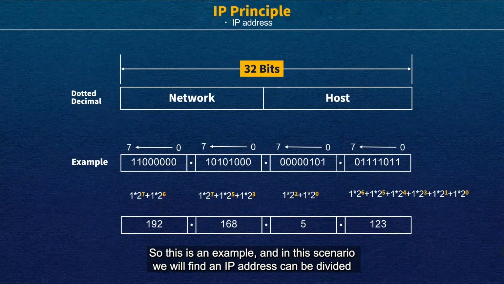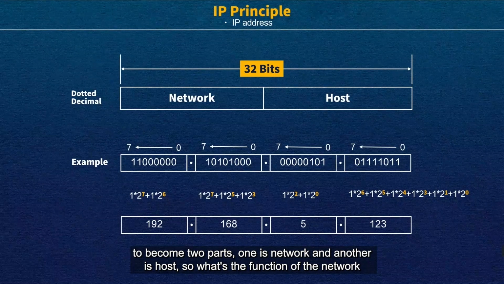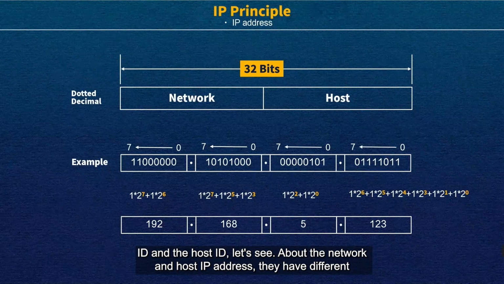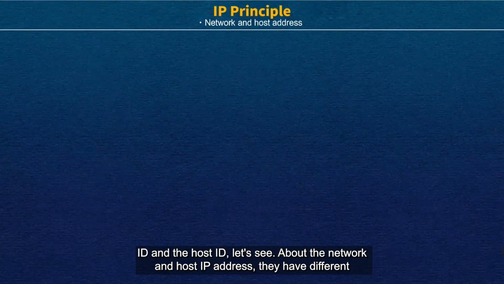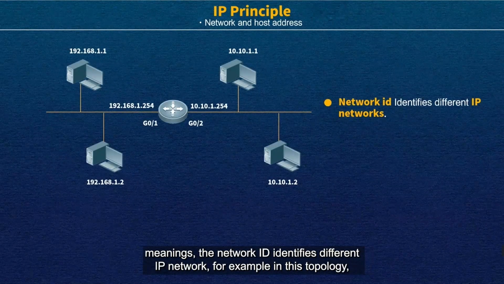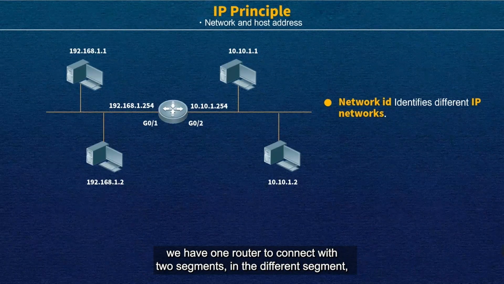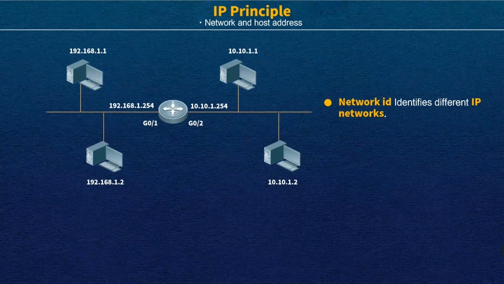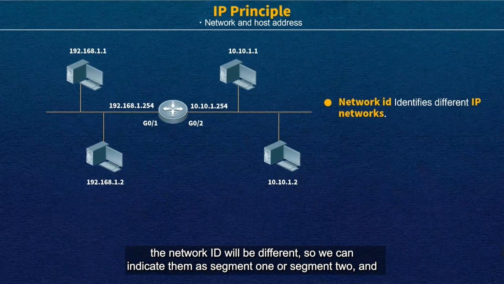And in this scenario, we find an IP address can be divided into two parts. One is the network and another is the host. So what's the function of the network ID and the host ID? Let's see. About the network and host parts of the IP address, they have different meanings. The network ID identifies different IP networks. For example, in this topology, we have one router connecting two segments. In different segments, the network ID will be different. So we can indicate segment 1 or segment 2.